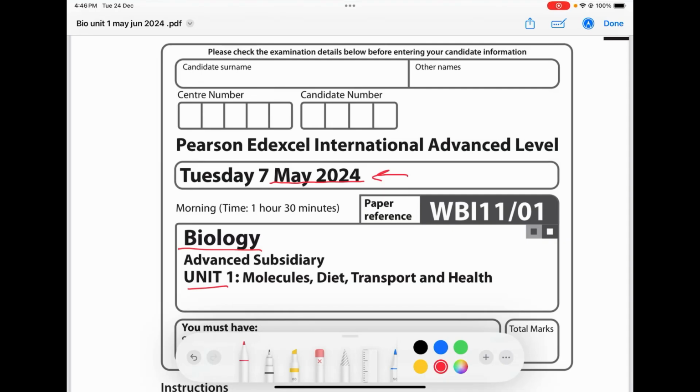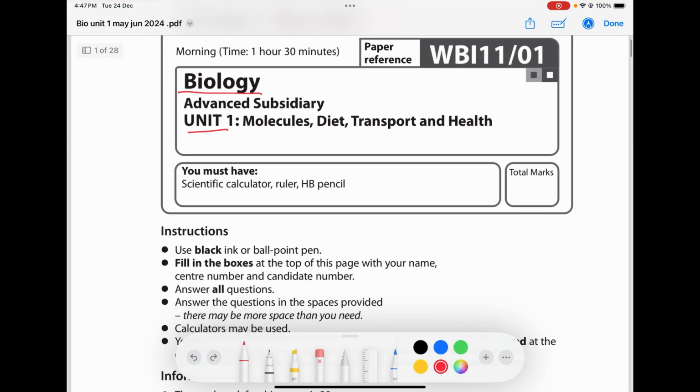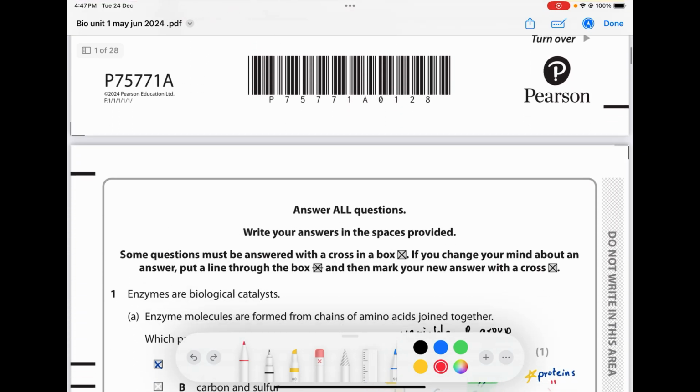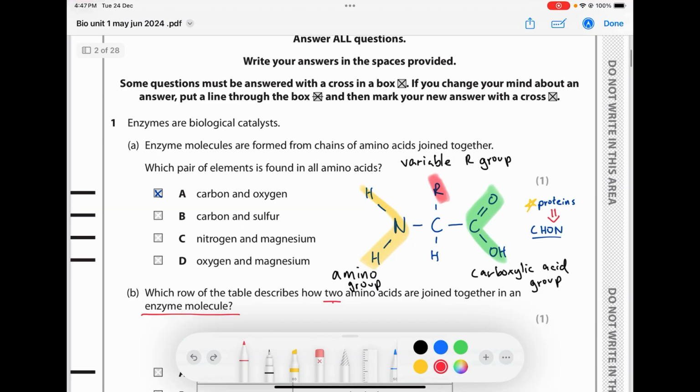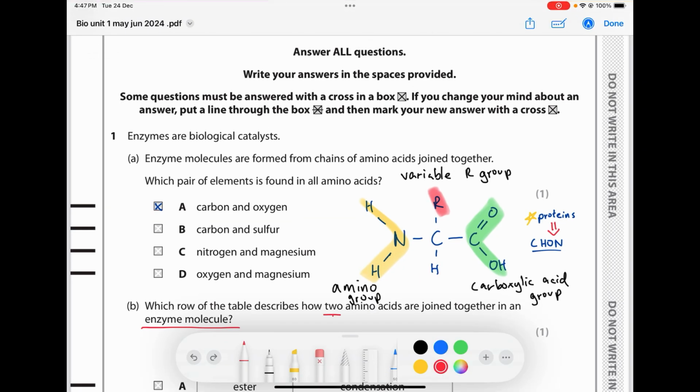Hi, this is going to be the Edexcel Biology Unit 1, May 2024 paper. This is a small series that I'm doing, where I'm solving past papers with complete model answers and some additional notes for revision, just so that it can help students whenever they're revising to properly revise the whole syllabus.